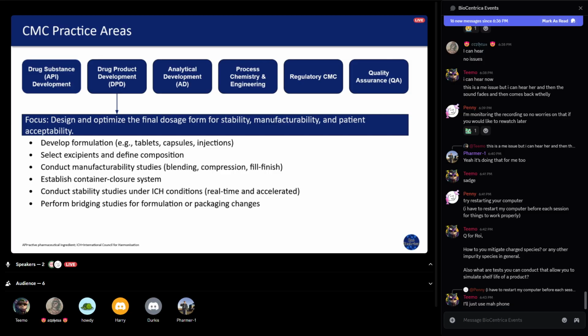Same thing with the packaging change. So for example, it was in a vial. Now you're going to put it in a pre-filled syringe for subcutaneous administration.